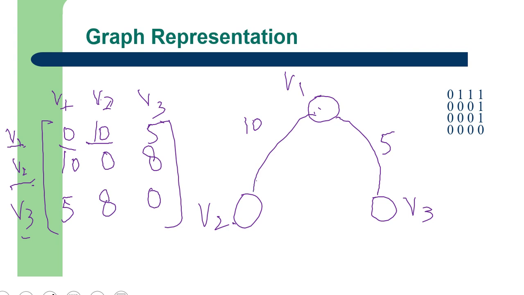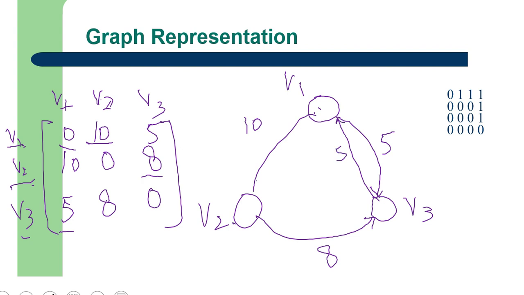In the next case we will read from vertex v2 to vertex v2, the cost is 0. From vertex v2 to vertex v3 the cost is 8. If we move from vertex v3 to vertex v1 the cost is 5. So in this case the cost is 5.